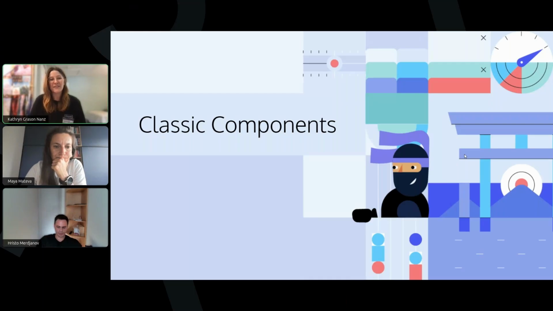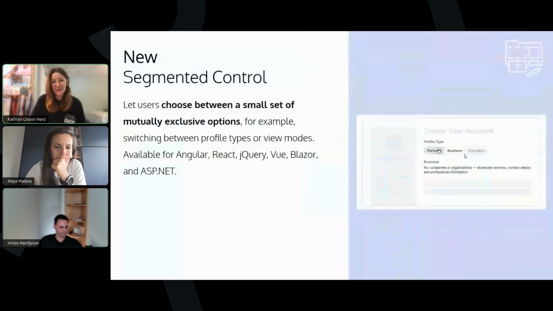We also have some great updates to our classic components, as we are now calling them. I promise we have not forgotten about our non-AI components. So if you are still building things in and around, these are here for you. We have a new segmented control component available for Angular, React, jQuery, Vue, Blazor, and ASP.NET, which allows your users to choose between a small set of mutually exclusive options.